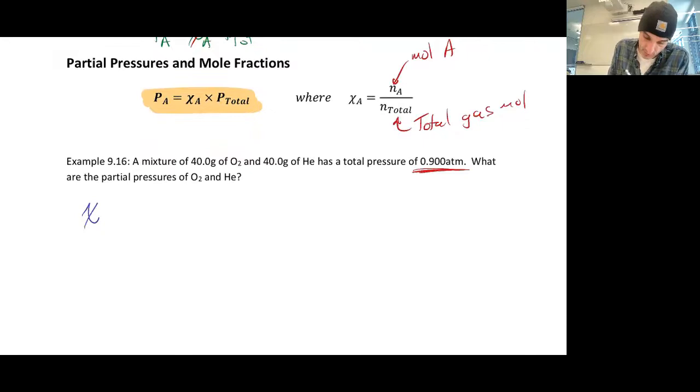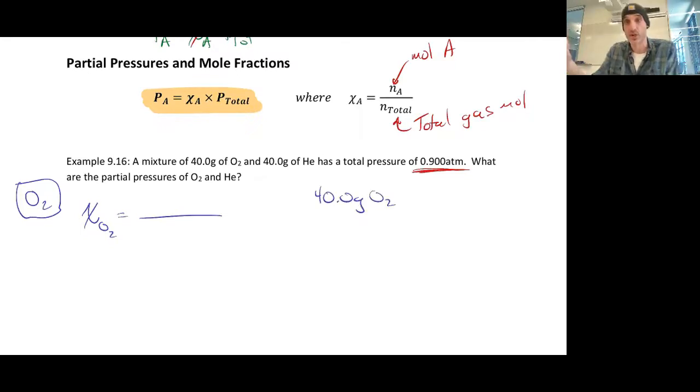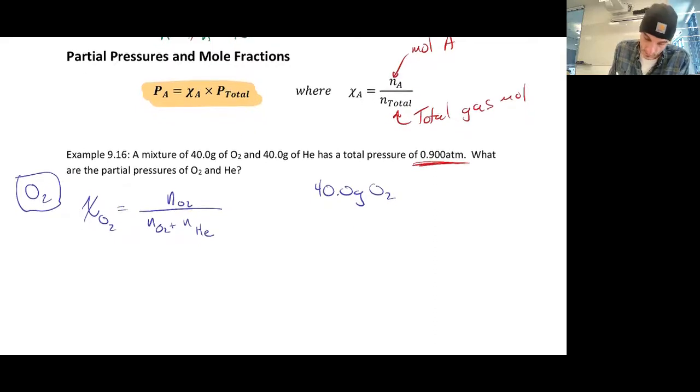So let's figure out the mole fraction for oxygen. So if we take a look at oxygen, the mole fraction of oxygen is going to equal what? Well, we have to convert these to moles. So if I have 40 grams of O2, and I'm actually just going to write out the generic version of it. We're going to do it in class. So the moles of O2 over the moles of O2 plus moles of helium. And that's going to give me mole fraction.